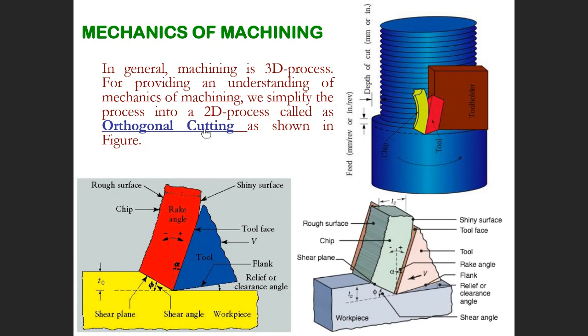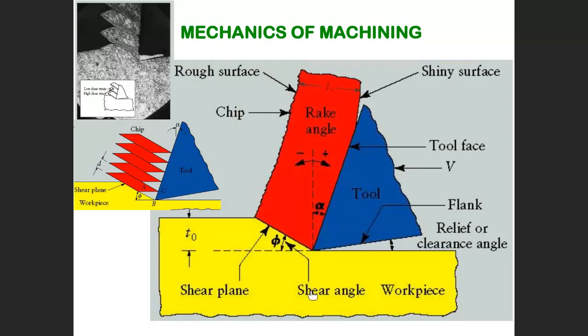You call it orthogonal cutting. Orthogonal cutting means 2 dimensional analysis. Remember this: simplifying the process into 2 dimensions is called orthogonal cutting. Orthogonal cutting is a 2 dimensional cutting, because of simplicity. When you come to the tool, this is a tool, this is a workpiece, and this is a chip coming out, being cut here.